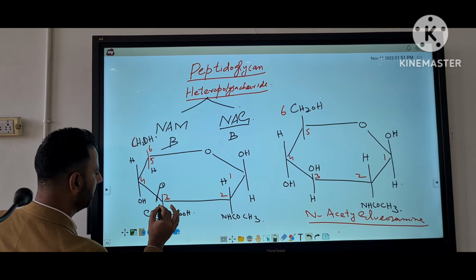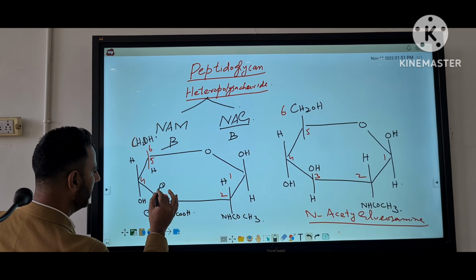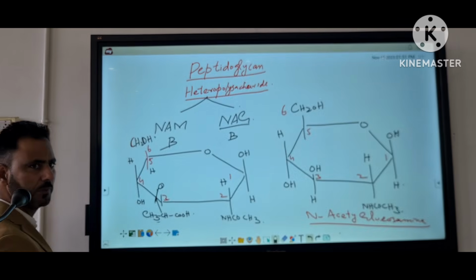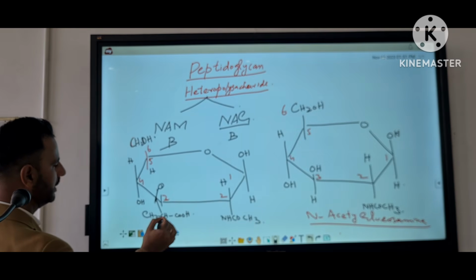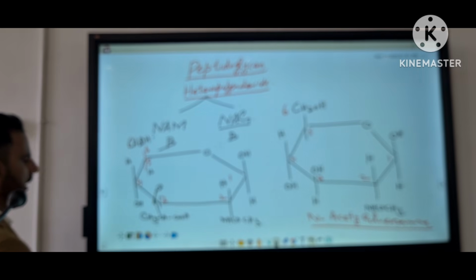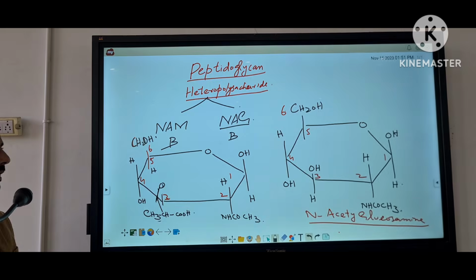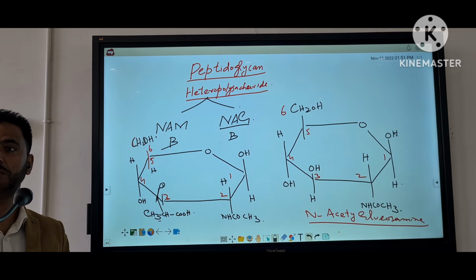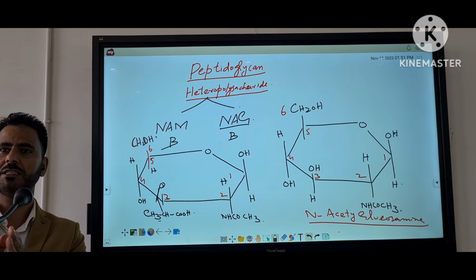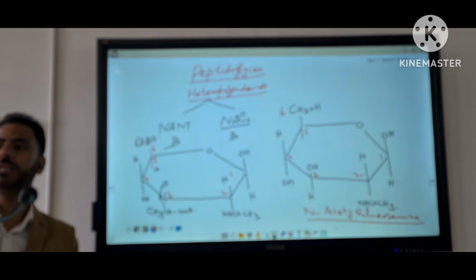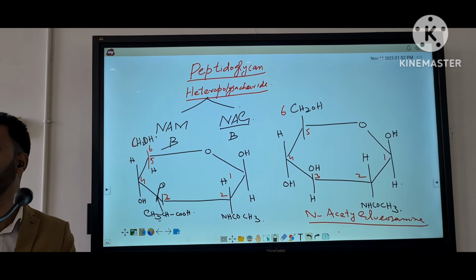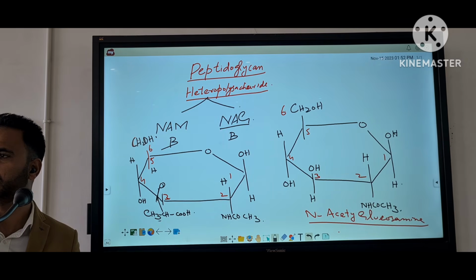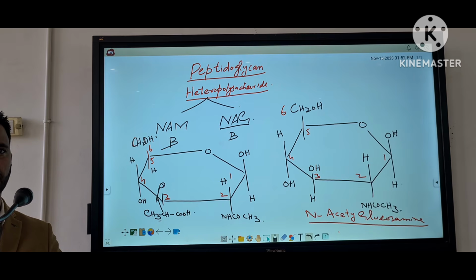It means this O is interacting with this group. This O is interacting with this group. This is lactate. But again, it is not a complete N-acetylmuramic acid, because N-acetylmuramic acid has a small peptide chain attached to it. See, you try to understand the basic thing, you will understand the whole structure later on.